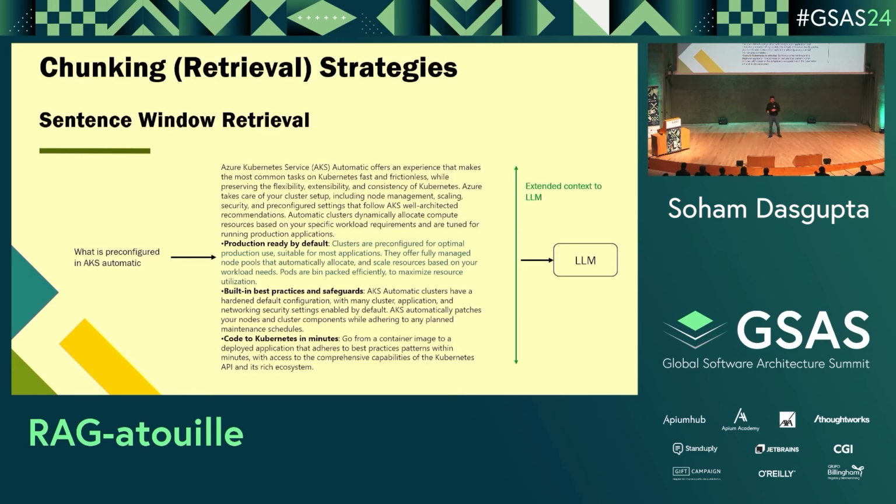Why is it important? When a document is more or less like a tutorial, like this example of AKS, Azure Kubernetes Service, you can chunk the data, but these tutorials will have information above and below, which will help you to reason properly. So in this example, there are a few pre-configured things that come with AKS Automatic, but if you miss the top and the bottom part, the reasoning will be very low quality, to be honest.